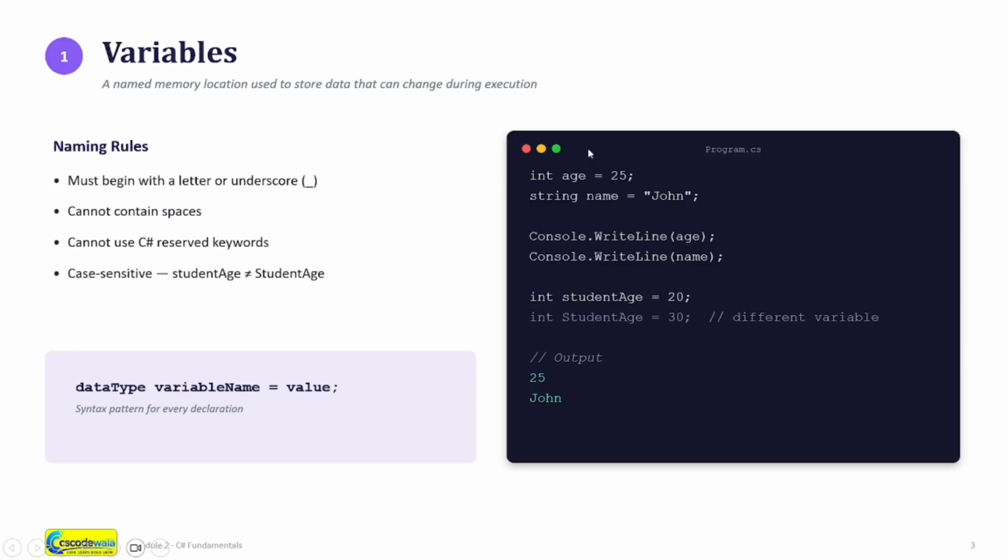For example, we declare a variable whose name is age of type int. The value of age is assigned 25. So simply we write it like that: int age = 25. Again, we create a variable name which stores the value of a string type, and the value is John.